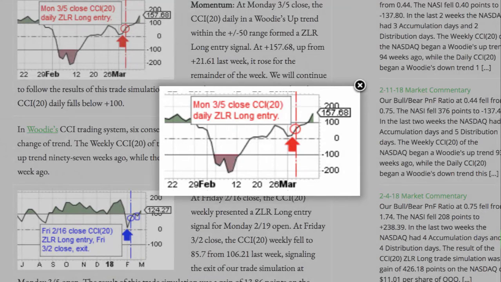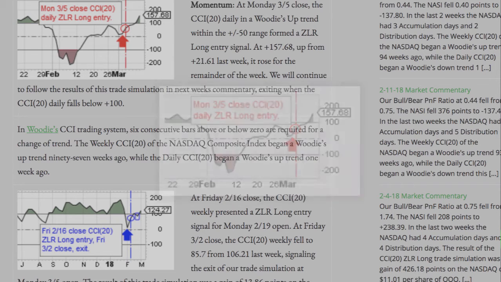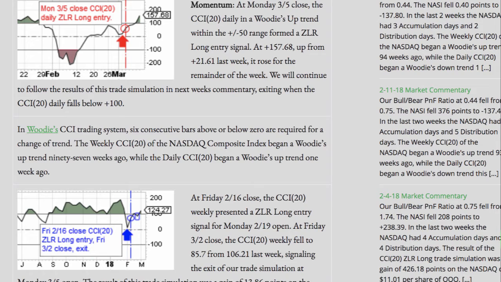Momentum. At Monday 3/5 close, the CCI 20 daily in a Woody's uptrend within the plus or minus 50 range formed a zero-line reject long entry signal at a positive 157.68, up from a positive 21.61 last week. It rose for the remainder of the week. We will continue to follow the results of this trade simulation in next week's commentary, exiting when the CCI 20 daily falls below plus 100.